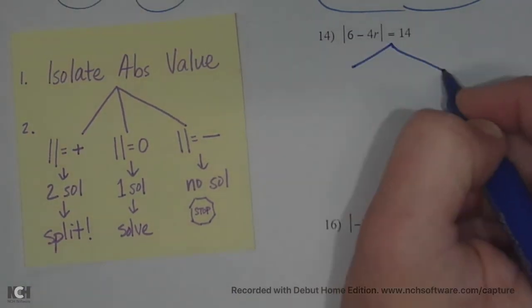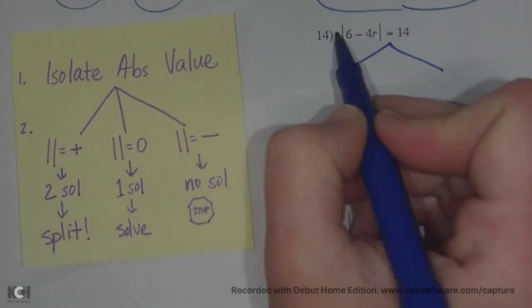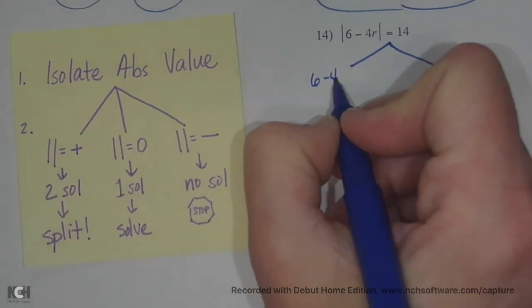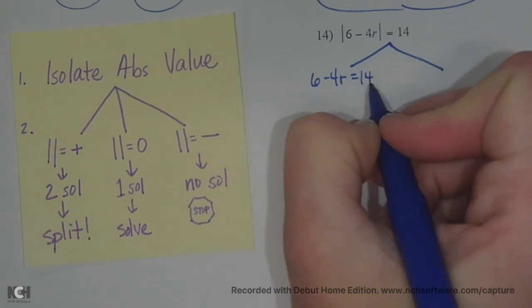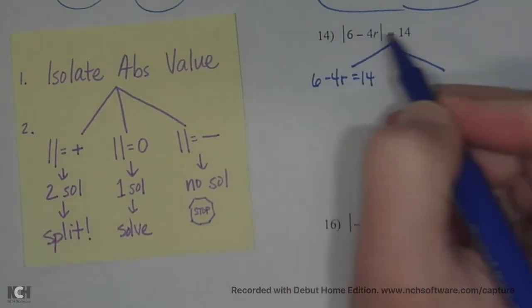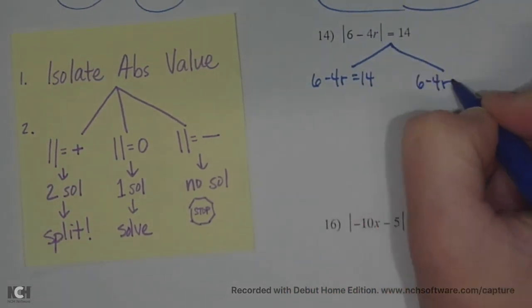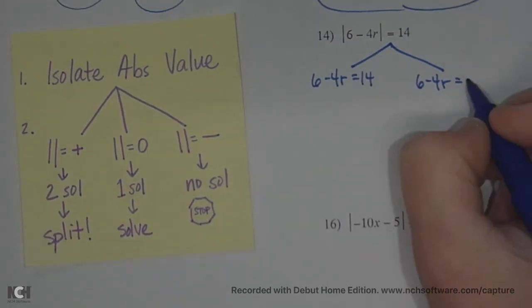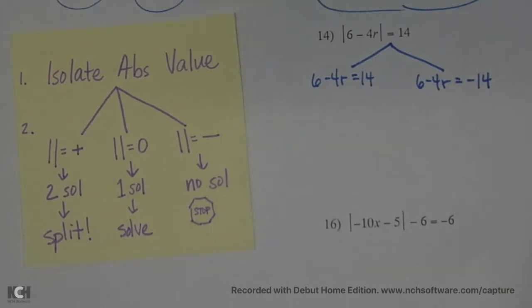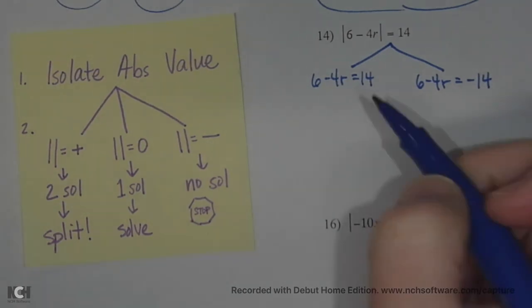Split it up. And you're going to take whatever was inside of the absolute value bars, 6 minus 4r in this case, and set it equal to that, equals 14. For the other side, you're going to take the same numbers from inside the absolute value bars. Don't change them at all. But you got to take the number from the other side of the equal sign and make it negative. And then once you have that written out, you can just go ahead and solve them individually.